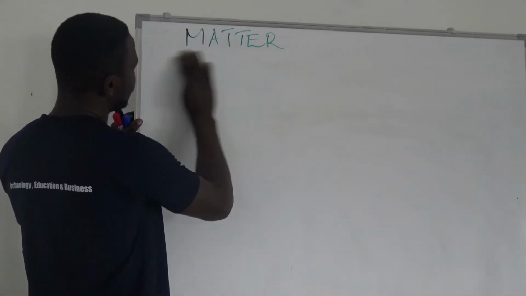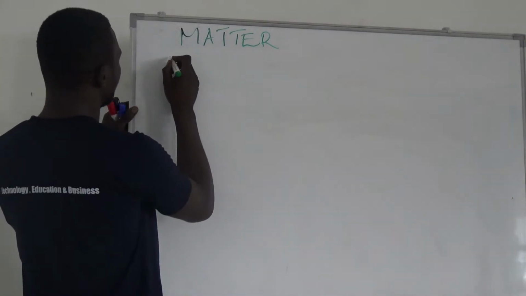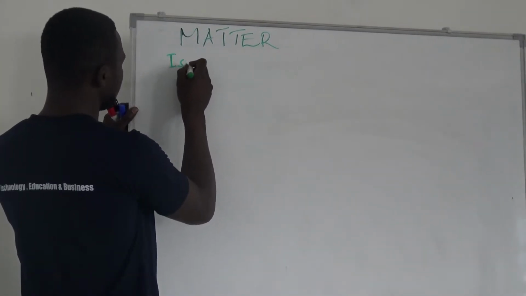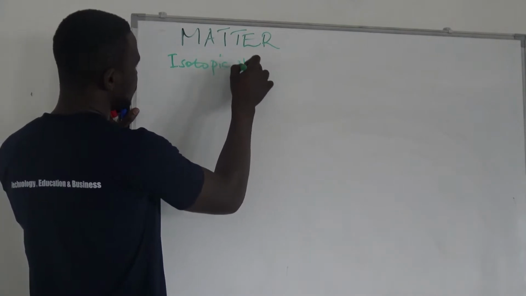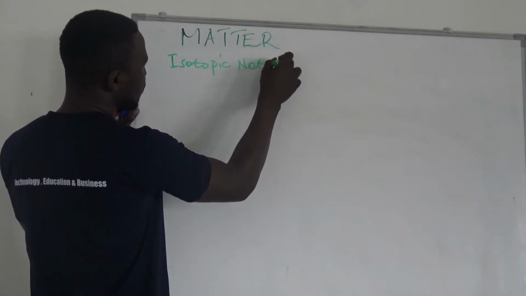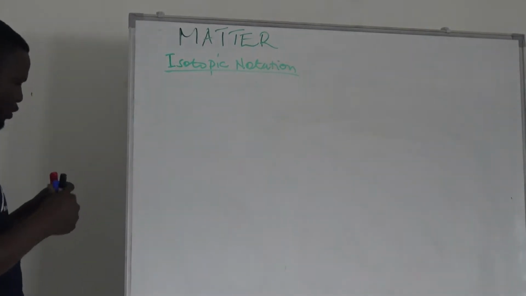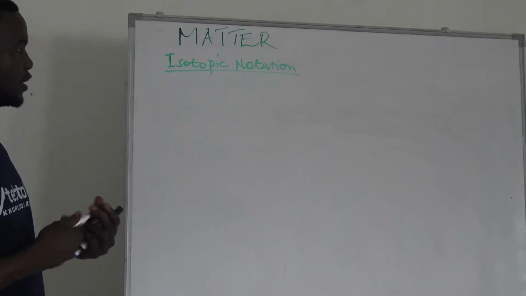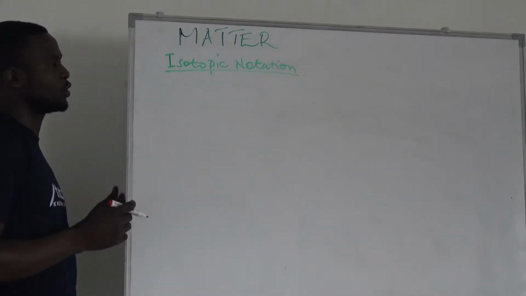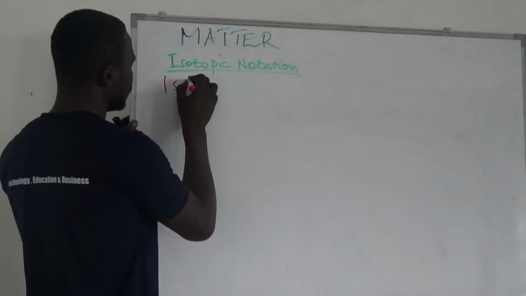We are going to look at another denotation: how do we denote isotopic notation? How do we write isotopes? But before we learn how to write the notation for isotopes, what is an isotope?